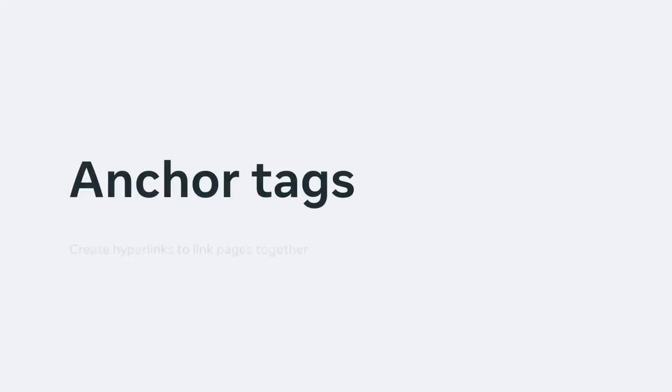By now, you should know how to build a basic web page. But how do you build a website? Remember, websites consist of multiple web pages linked together. To link pages together, you use the anchor tag. Anchor tags create hyperlinks, or links as they are commonly known. In this video, you will learn how to link different web pages together to create your own website.